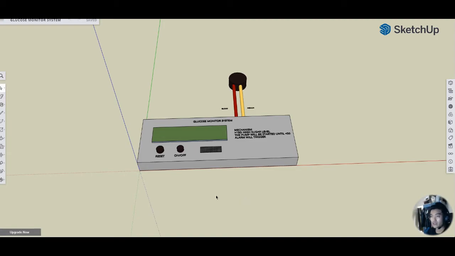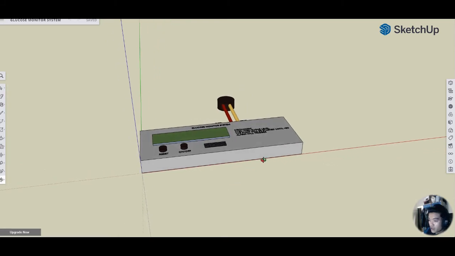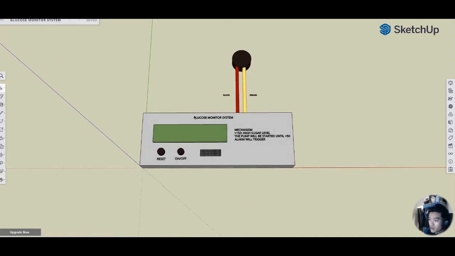Assalamualaikum warahmatullahi wabarakatuh. This is our 3D modeling prototype for the glucose monitoring system. We are using the SketchUp website, which makes it much easier to make a 3D prototype. This is the prototype that has been made by our group, the glucose monitoring system. There is a mechanism written at the right case. When the sugar level is more than 150, the pump will start until it is less than 50.